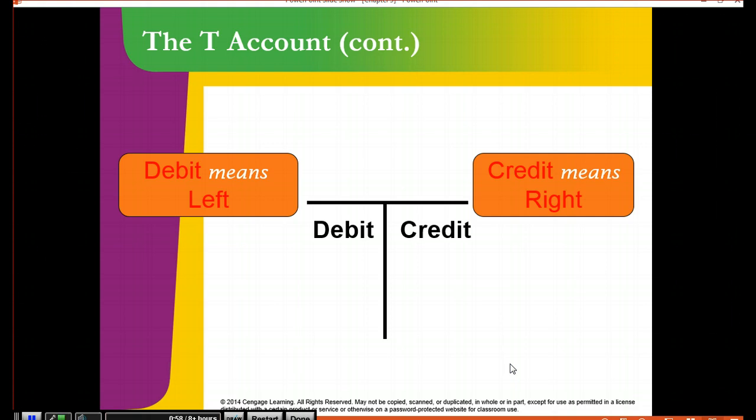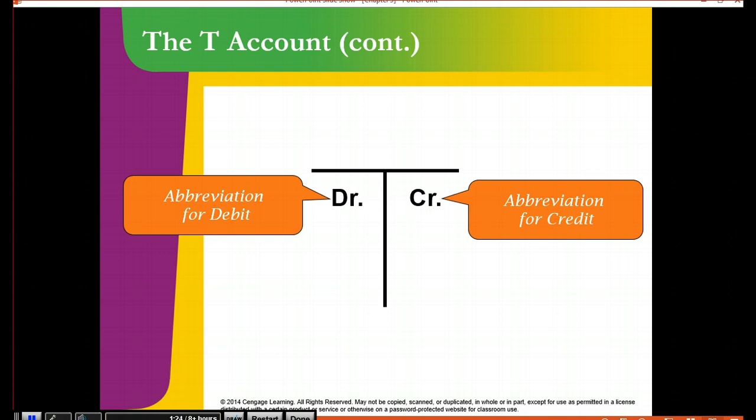So if you're used to seeing debit cards and credit cards and buying on credit and things like that. So we have our debit means left and credit means right. Just like the accounting equation in chapter 2, we had a left side and a right side. It works very similar to that. The abbreviations you would see on an account are, on the left side, DR, which is short for debit, and CR, which is an abbreviation for credit.